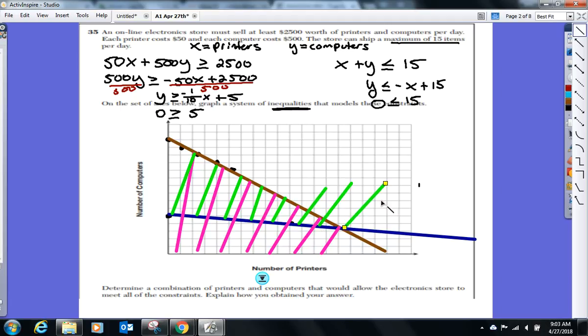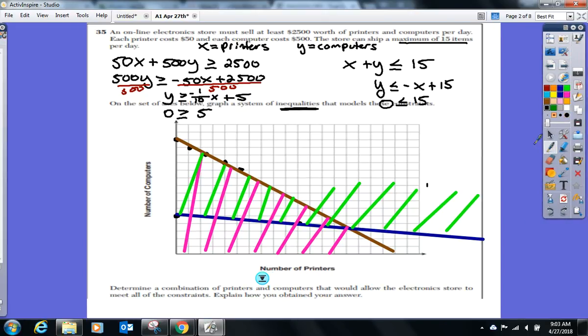There's really no sense in me doing this, but I will. Where is your shaded region? Never mind, I just gave it away. Where's your solution set? Where they overlap each other, yes. And you want to put a nice S right there so we know where that region is.